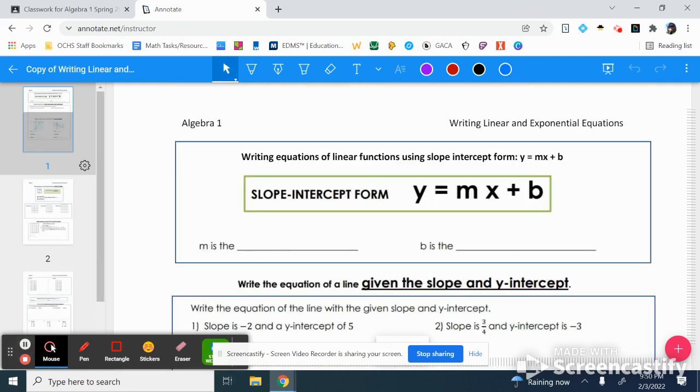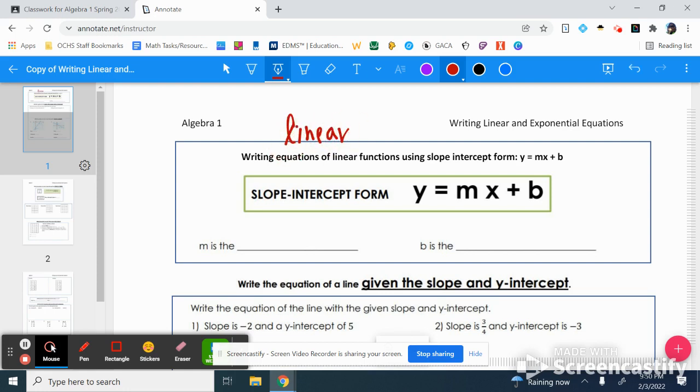So now let's transition and look at our notes for today. That was the warm-up. We're going to be writing equations of different linear and exponential functions. So we start with slope-intercept form. Hopefully you remember that slope-intercept form is for all linear functions.